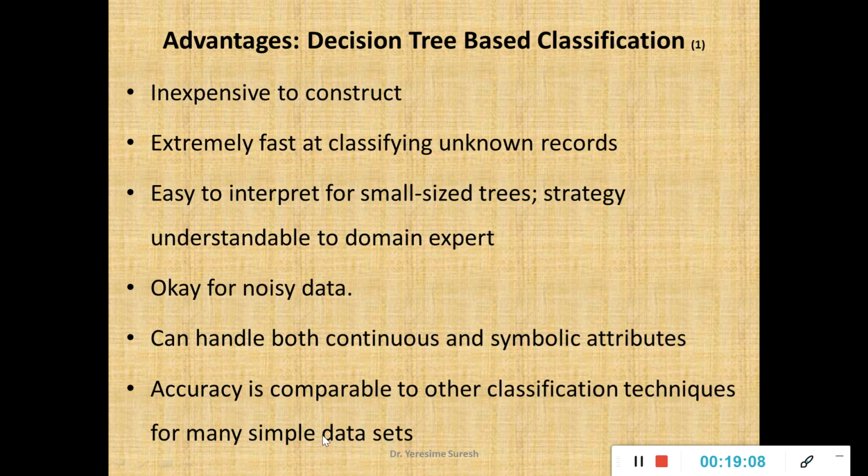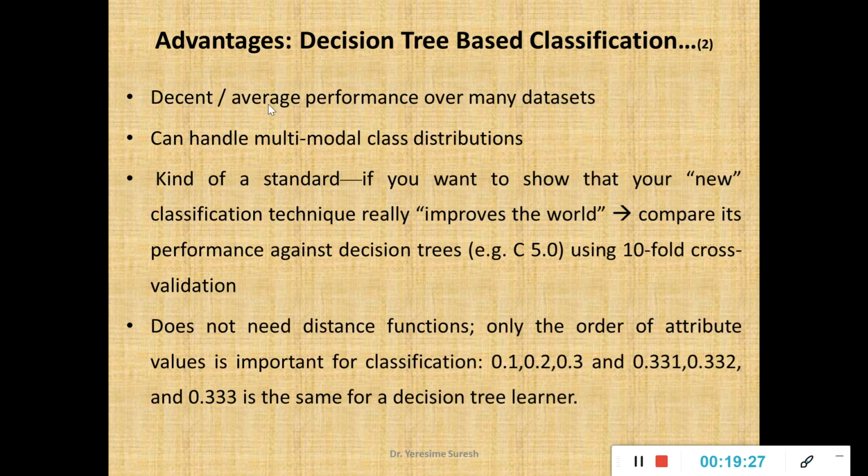That means if the data set is simple, that means number of instances are less, number of attributes are less, and the data is not complex, then the accuracy of the decision tree based method is good when compared to other classification models. In continuation to these advantages, we have some more, and it gives decent or average accuracy with respect to the performance when compared to larger data set size.